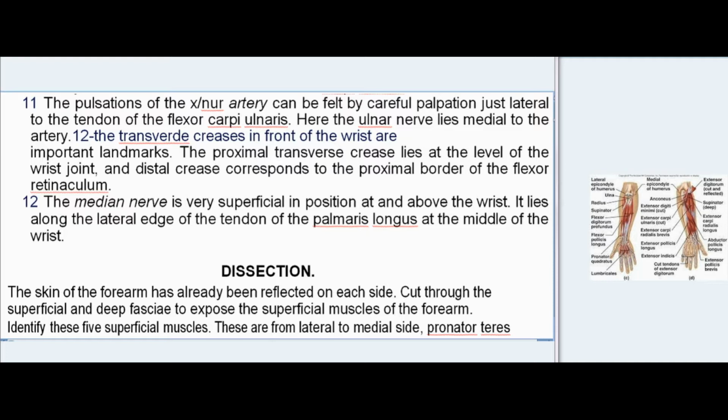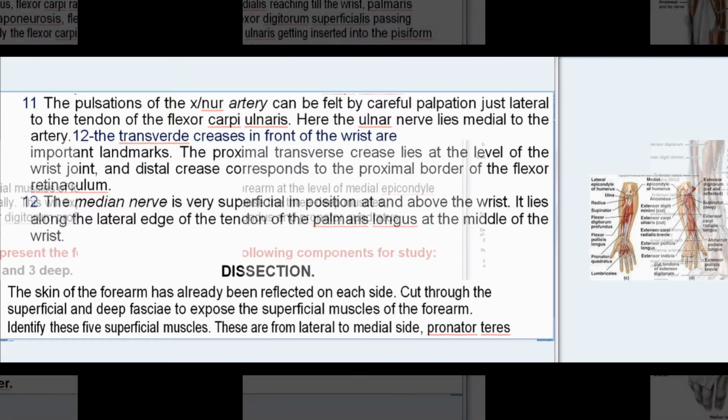16. The median nerve is very superficial in position at and above the wrist. It lies along the lateral edge of the tendon of the palmaris longus at the middle of the wrist.